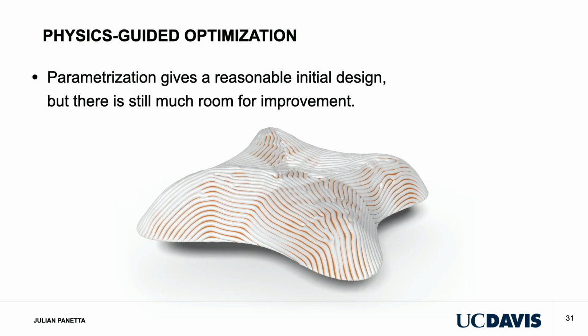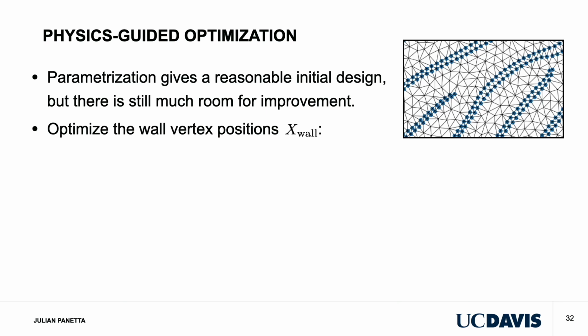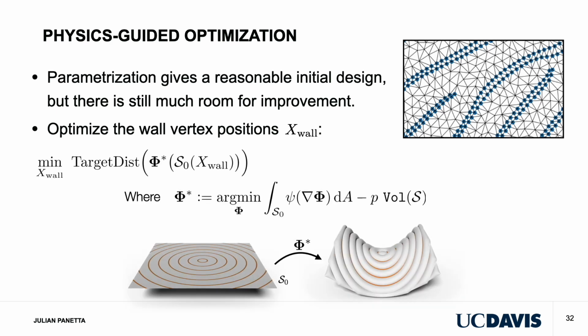Our parametrization-based inverse design approach obtains an initial design that can do a fairly good job of approximating the target surface, but there is still a large room for improvement by a true physics-guided optimization algorithm. Now that we have determined a fusing curve topology and have a computational mesh, we can pose the design problem as an optimization of the mesh vertex positions. Denoting the inflated equilibrium deformation as phi star, we minimize the distance to the target surface. We further include additional penalty terms to maintain a high-quality simulation mesh.